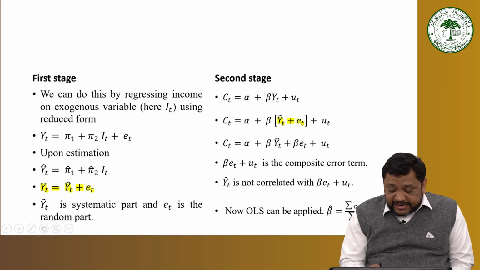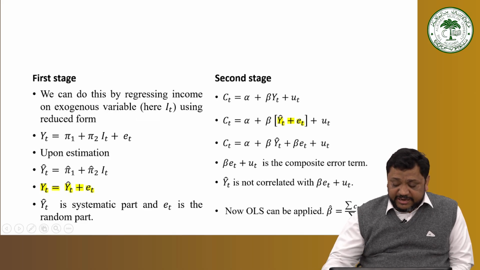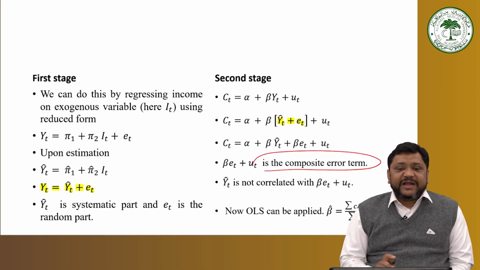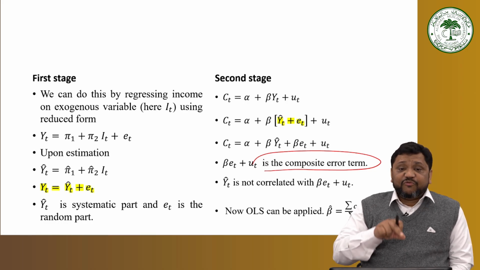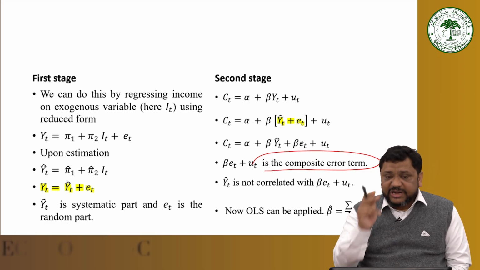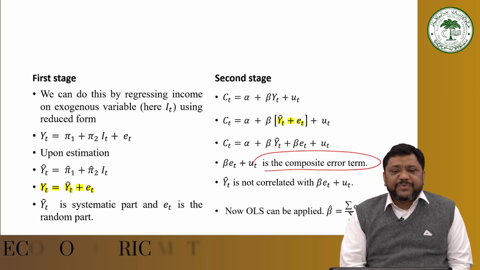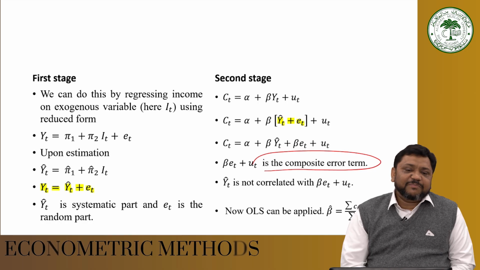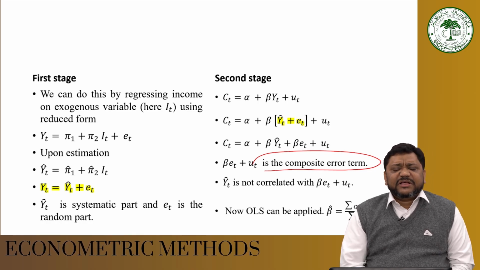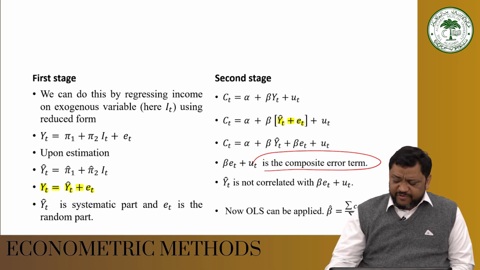Now beta ET plus UT, that is the error, becomes the composite error term. And now we can say that YT hat is not correlated with this composite error term beta ET plus UT. So now we can apply the OLS. We get the estimate beta hat by the formula summation CT YT hat divided by summation YT hat square.